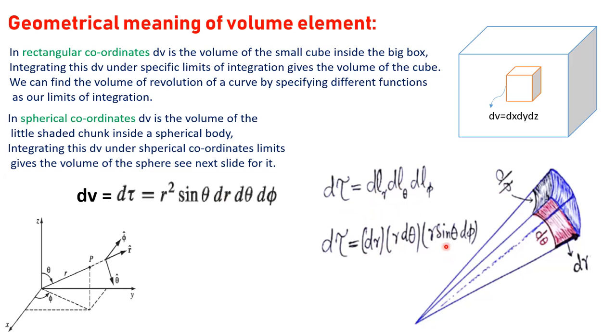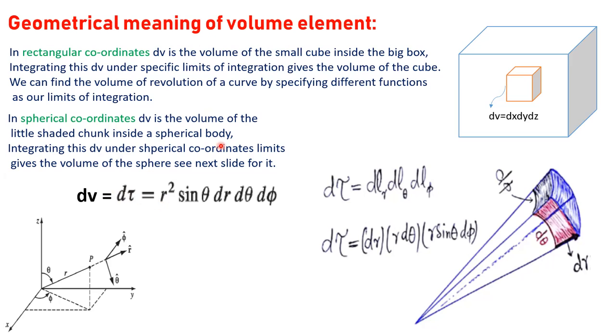So when we multiply these three quantities, these are just scalar numbers. So we will get this as a volume element. And this volume element represents a small piece of volume inside a spherical object. Now, if we integrate this over the whole sphere, then we will get the volume of the sphere. We will do this in one of our problems in this lecture. This is actually coming in the next slide.